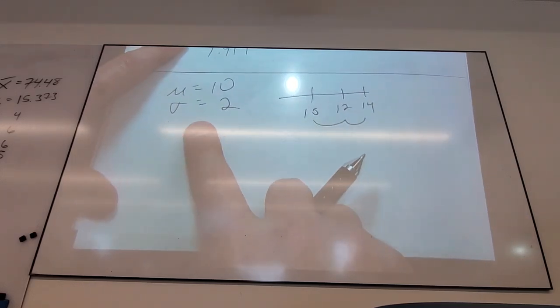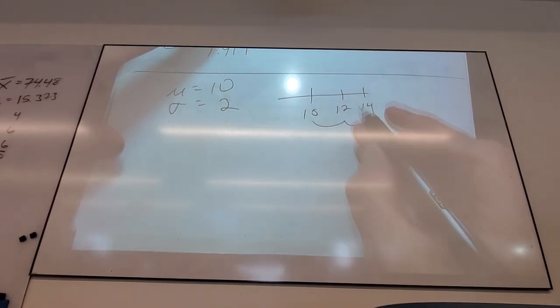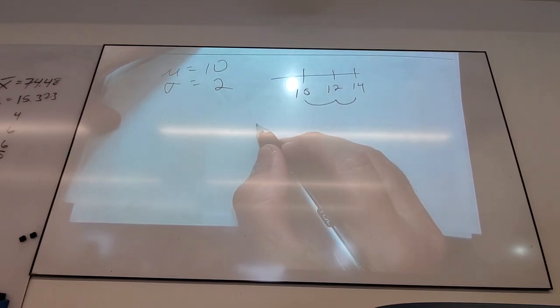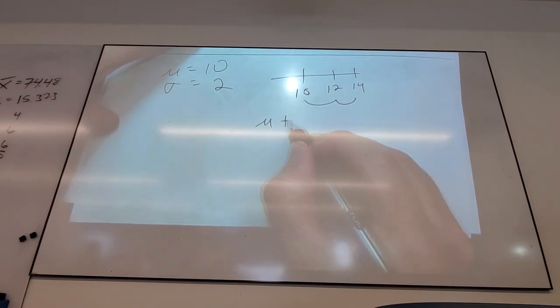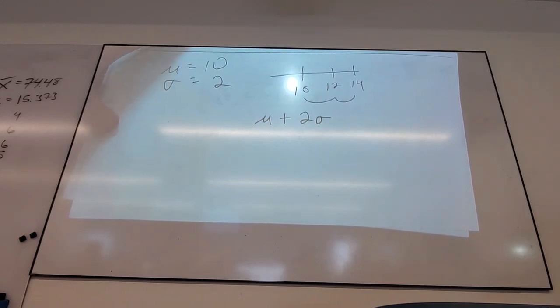How big is each step? 2. Also, you're going by 2 when you move. Because that's what standard deviation means. It means how big of a step is a single step. And then you're taking 2 steps, so 2, 4. So if I want to do that backwards, what I just did was I did the mean plus 2 steps, yes? Got it.